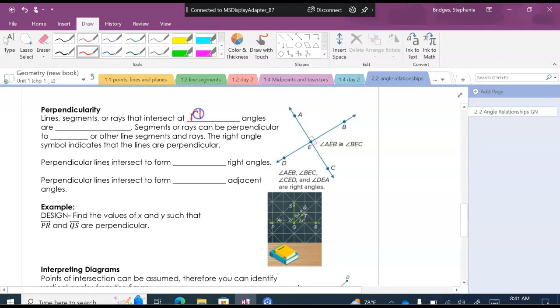At right angles. Sorry. Oh, you're going to do another paper after you finish? No, we're just finishing the back.